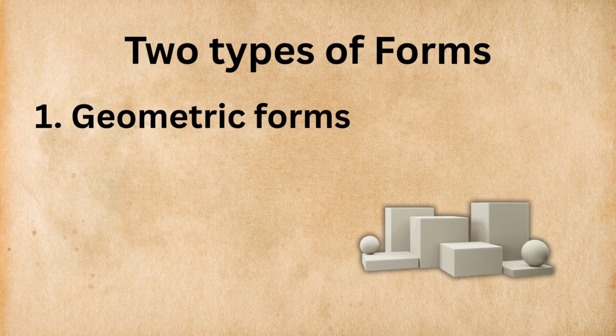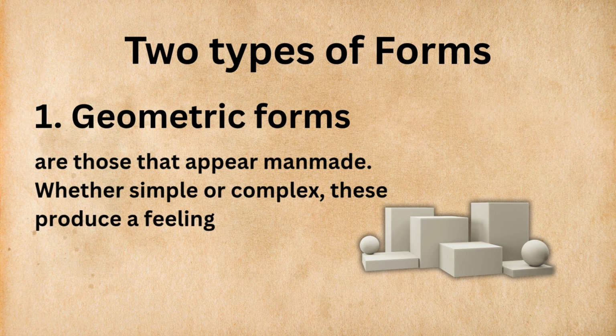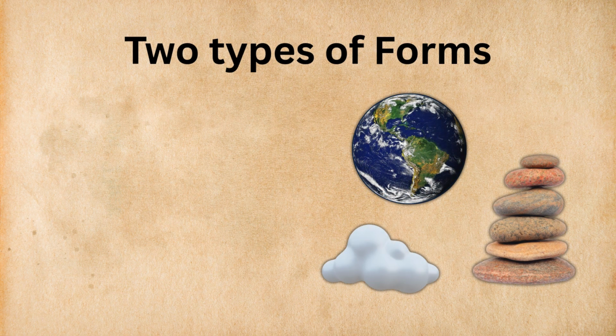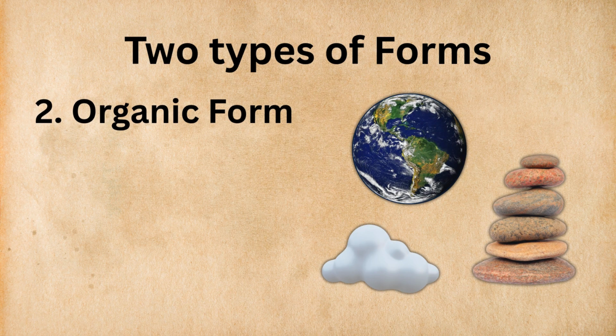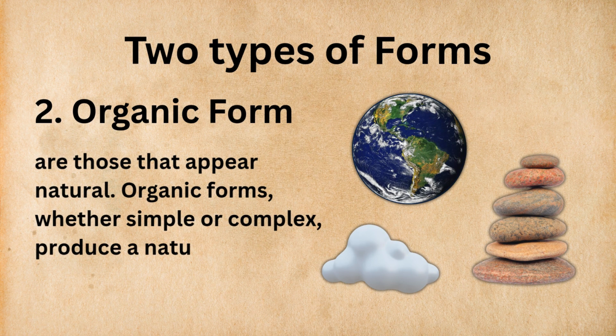Number 1. Geometric forms are those that appear man-made. Whether simple or complex, these produce a feeling of control or order and appear clean and sterile. Number 2. Organic forms are those that appear natural. Organic forms, whether simple or complex, produce a natural feel.